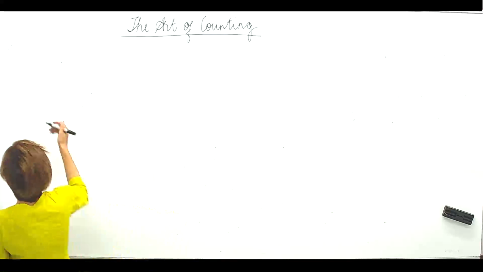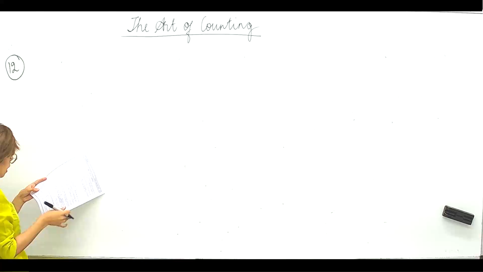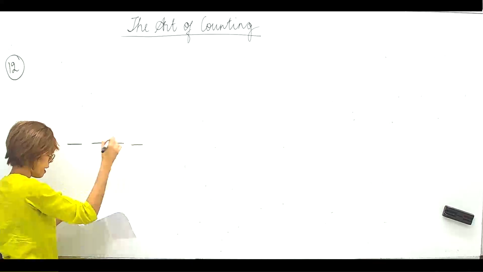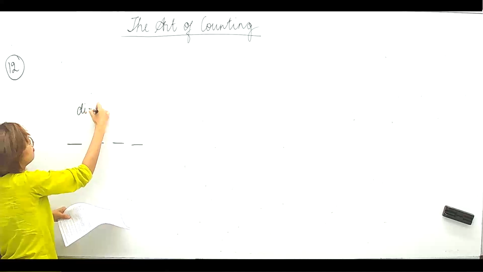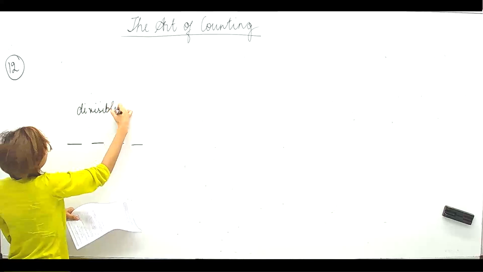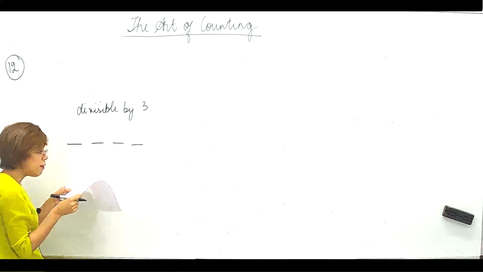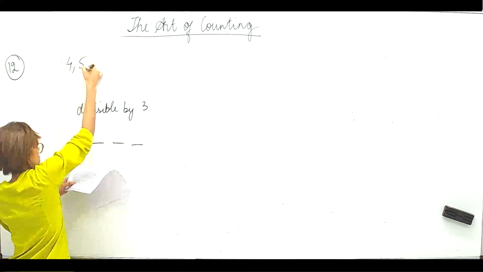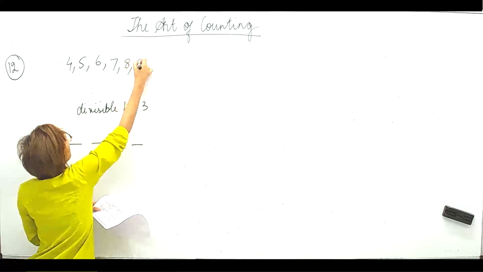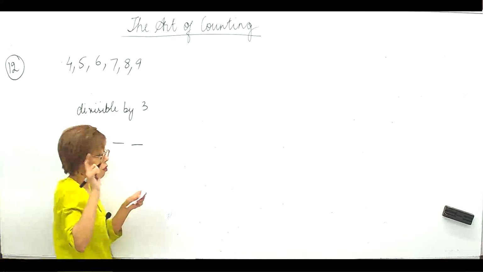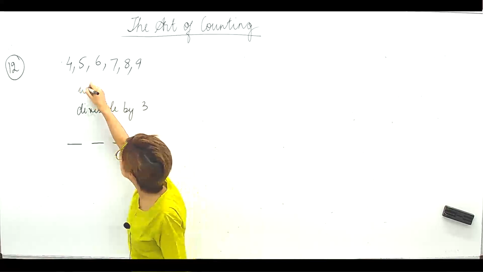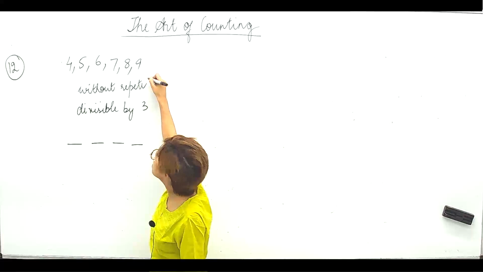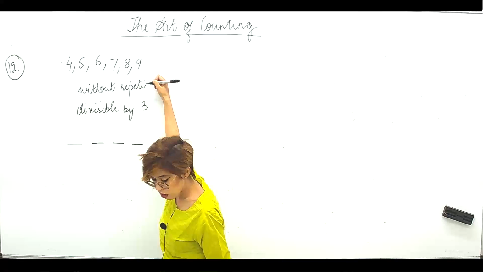Okay. So next is question number 12. That is, how many 4-digit numbers divisible by 3 can be formed using the digits 4, 5, 6, 7, 8, 9 without repetition. Okay, without repetition. People always note down the important part. These are the important details, especially in permutation and combination.